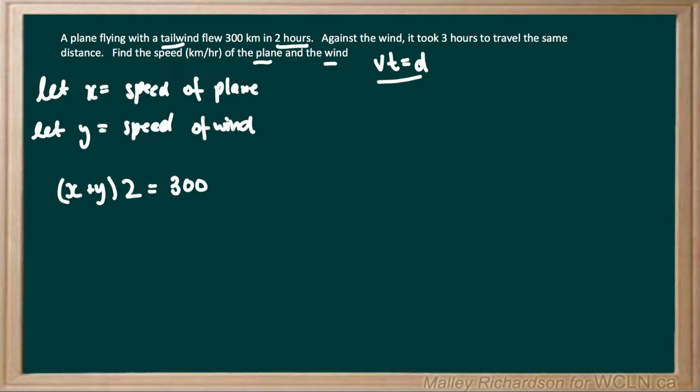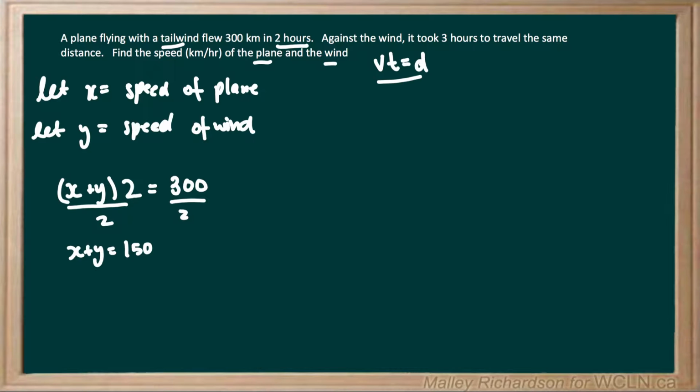Instead of distributing this 2 to everything inside the brackets, let's just make it easy on ourselves and divide both sides by 2. So we're left with x plus y equals 300 divided by 2, which is 150. So now that we have our first equation, let's look at our second equation. Our second sentence says, against the wind, it took 3 hours to travel the same distance.